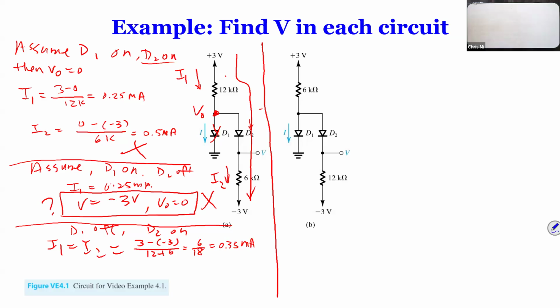Now, of course, we like to do one more step to confirm our assumption is correct. Because we assume D1 is off, right? Which means the voltage across D1 has to be negative. Negative means this is 0, which means the voltage VO has to be negative. If VO is positive, something is wrong again. Okay, I know it's right, but we have to confirm it. So now we're going to calculate VO. How much is VO?